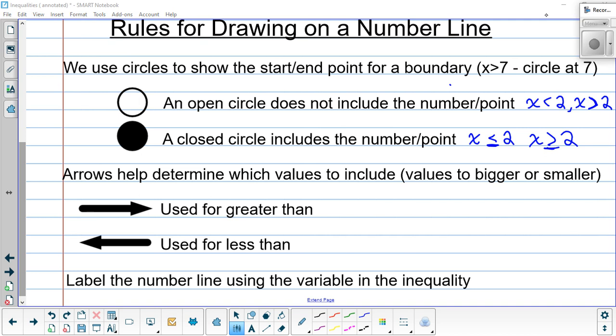So next video we'll look at actually working with drawing and at extracting information from number lines.